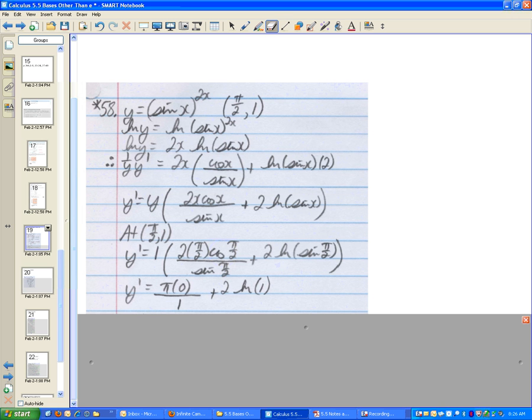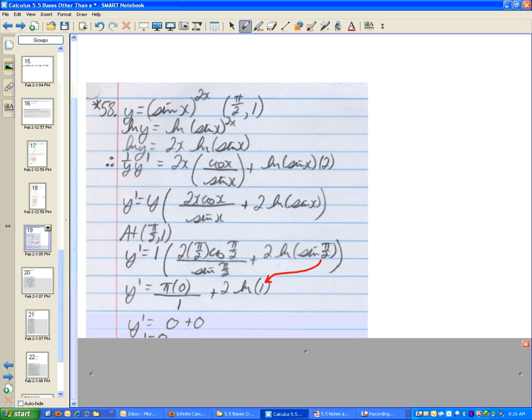And then 2 times the natural log of the sine of pi over 2. Sine of pi over 2 is 1, so that's 2 times the natural log of 1. Well, pi times 0 is 0. 0 divided by 1 is still 0. The natural log of 1 is 0, so 2 times 0 is 0. So the derivative equals 0.